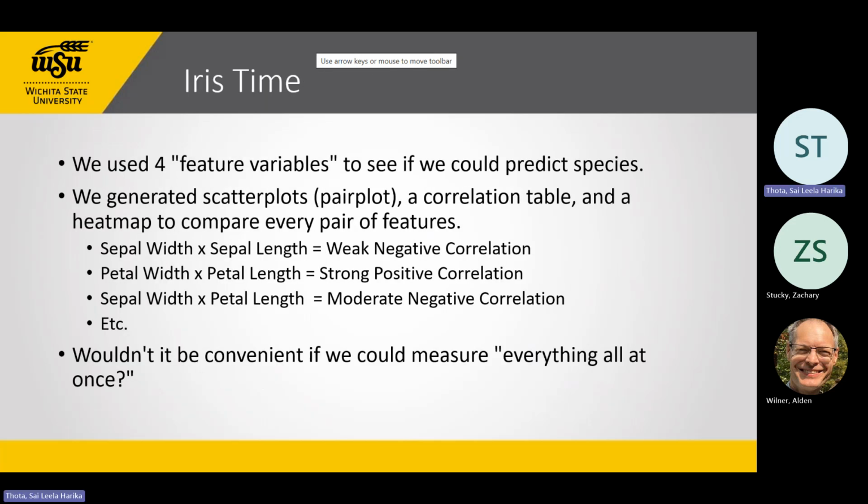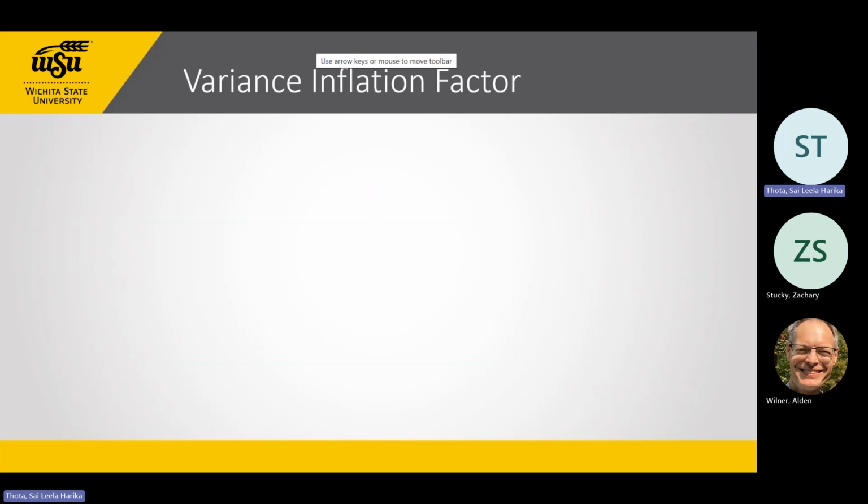So here we used 4 feature variables to see if we could predict species. We generated scatter plots, a correlation table, and a heat map to compare every pair of features. So if you observe sepal width and sepal length, there is a weak negative correlation. And petal width and petal length, there is a strong positive correlation. And sepal width and petal length, there is a moderate negative correlation. So if you want to measure everything all at once, we are going to use VIF.